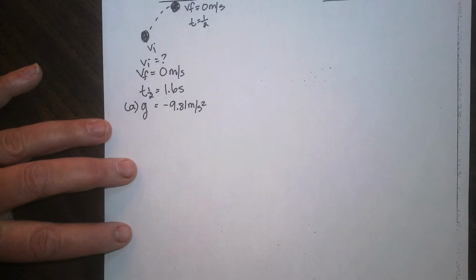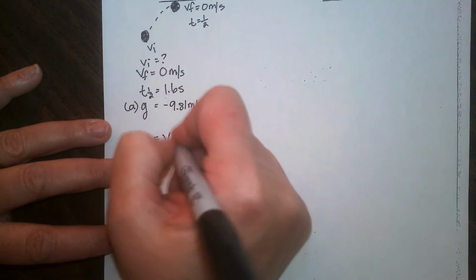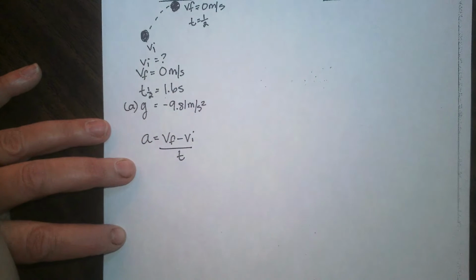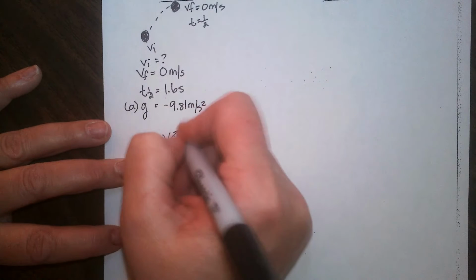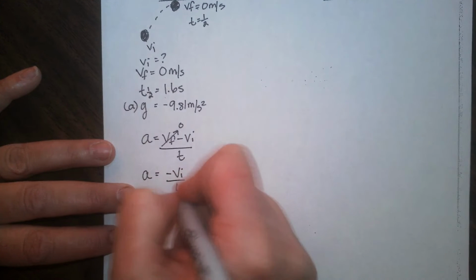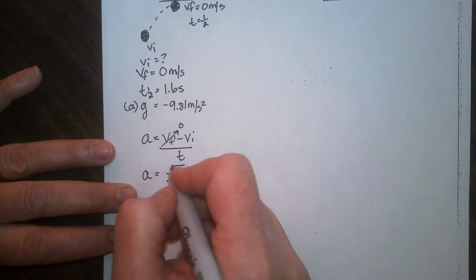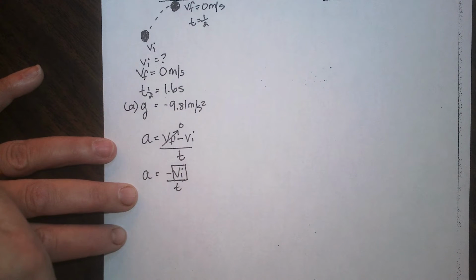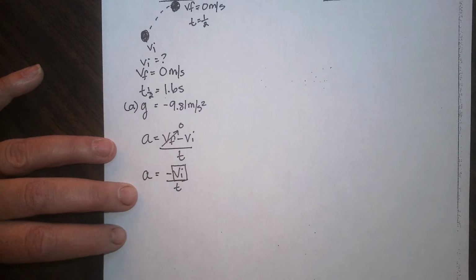Back to you, Joyce. Okay, divided by T. Now, VF is 0. So we have A is equal to negative VI over T. And we need to isolate VI. What are we going to take over? How are we going to move this to get VI, not negative VI, but VI? What are we going to do, Princess?